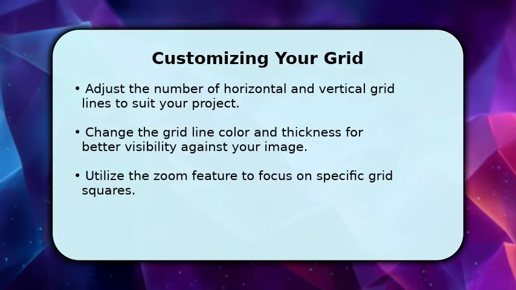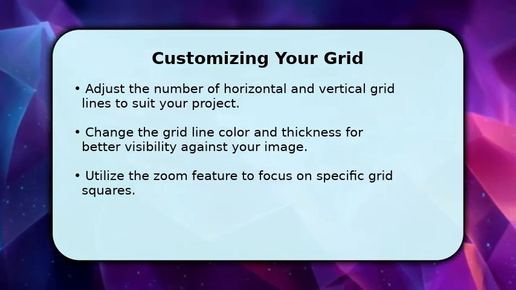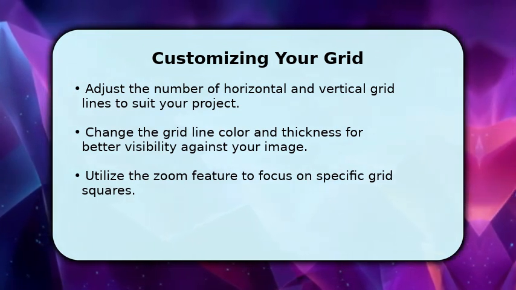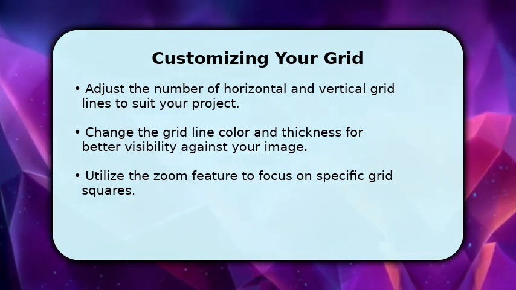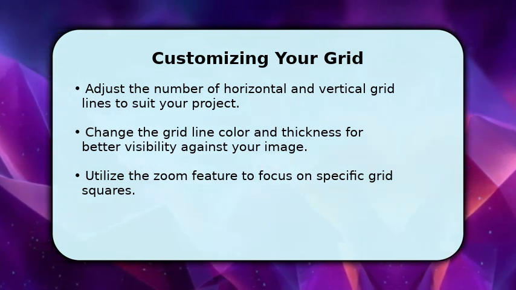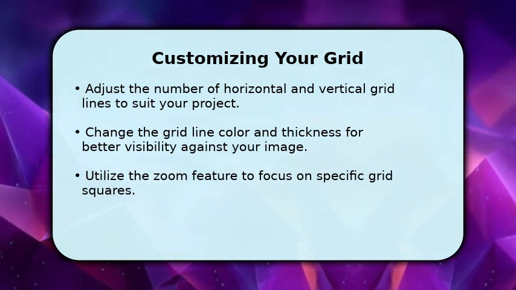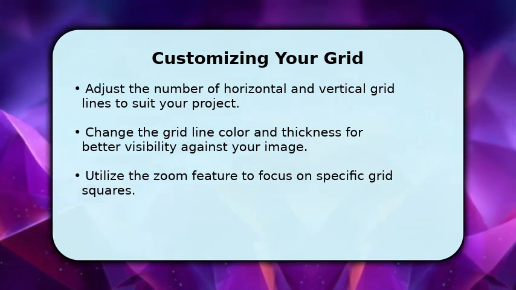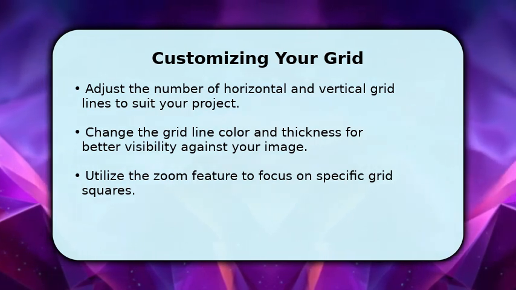Customizing your grid is crucial for an optimal drawing experience. You can easily adjust the number of horizontal and vertical grid lines, typically from 2 by 2 up to 20 by 20, to match your desired level of detail. Experiment with different grid line colors and thicknesses to ensure maximum visibility against your reference image. The app also allows you to zoom in on specific grid squares, and you can toggle the grid visibility on and off to preview your progress seamlessly.